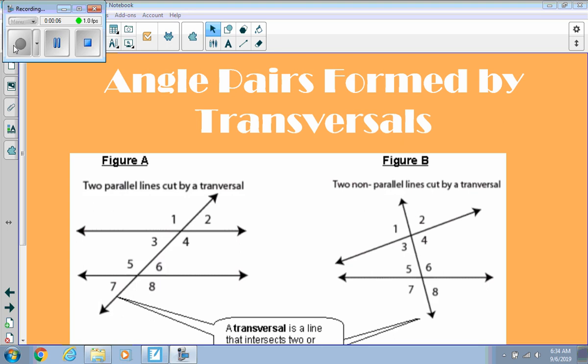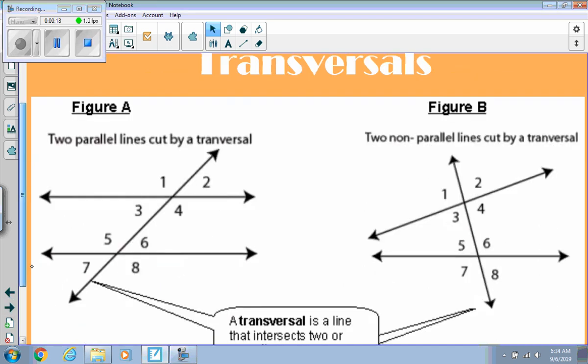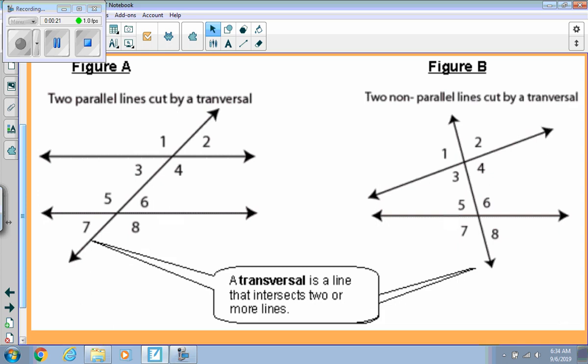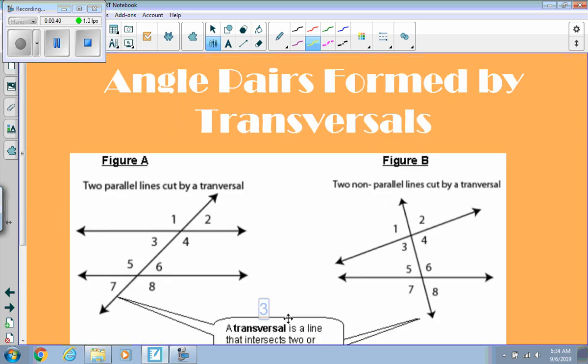All right, we're going to be talking about angle pairs formed by transversals, specifically on parallel lines today. A transversal is going to be that line that cuts through two lines. It has to be intersecting two or more lines. So the definition is down here for you.